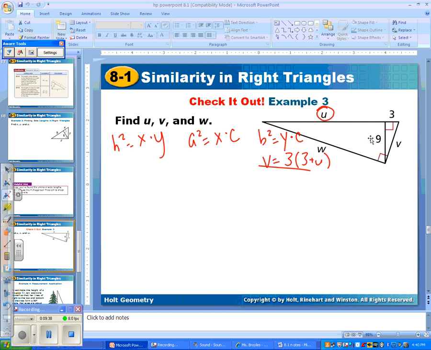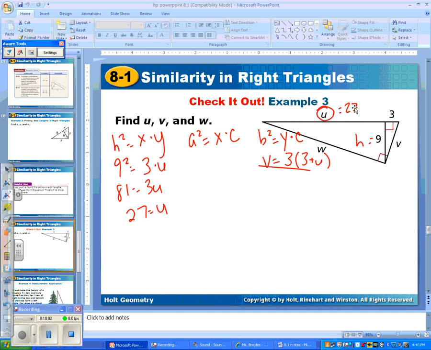H is 9. It's the perpendicular piece. 9 squared is going to equal the 2 pieces of the hypotenuse, which would be 3 times u. And then you solve. 81 equals 3u. Divide by 3, and we get 27 equals u. So 27 equals u. Boom, done.